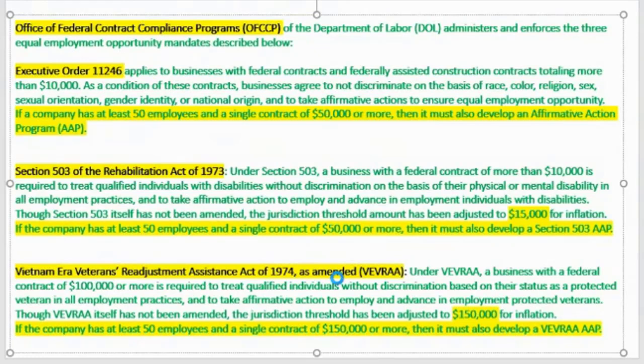Now, the VEVRAA, which is the Vietnam Era Veterans Readjustment Assistance Act. Under VEVRAA, a business that has $100,000 or more in contract with the federal government is required to treat qualified individuals without discrimination on the basis of their status as a protected veteran. So you cannot discriminate against them because they're a veteran. And the business has to take affirmative action to employ and advance in employment protected veterans. Though VEVRAA itself has not been amended, the jurisdiction threshold has also been adjusted to $150,000 for inflation. And if a company has at least 50 employees and a single contract of $150,000 or more with the federal government, then it must develop a VEVRAA AAP, affirmative action plan.